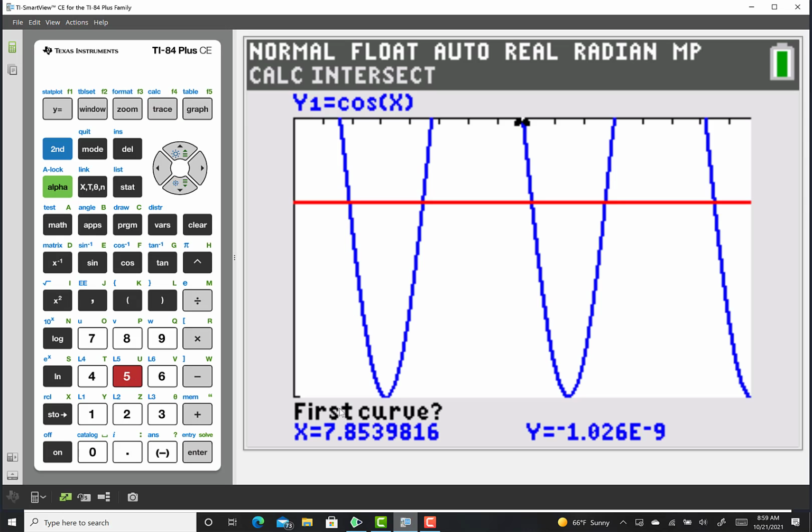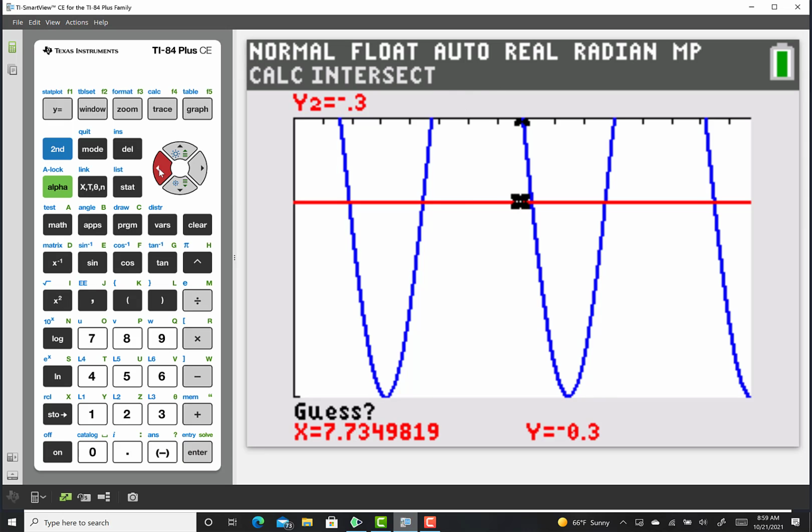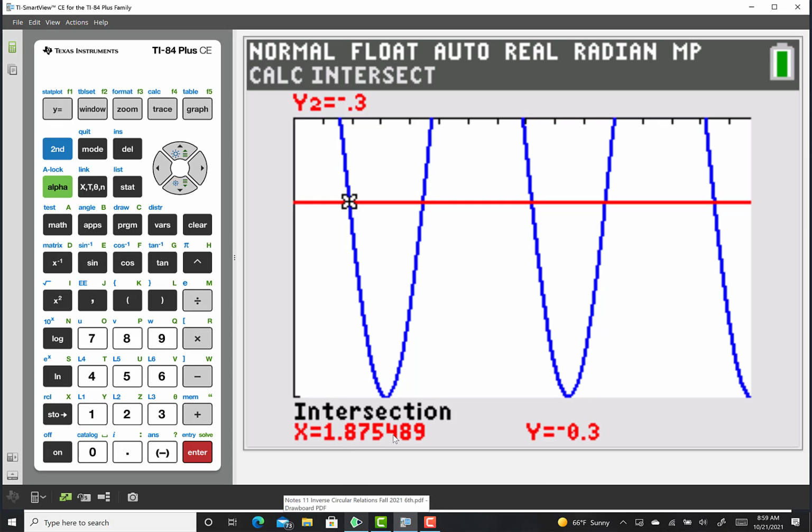5. And it's telling me first curve. Well, I only have 2 curves in there. And it's telling me first curve, the one in the blue, yes. Second curve, the one in the red, yes. Guess. When it says guess, there's multiple intersections, and it's telling you which one do you want me to find. So they should use a better word than guess. They should say which one. So I'm going to scroll all the way to the one way over here. And I'm going to push enter. And there it is. It's going to say the word intersection. And it says 1.8754. Is that what my first value was?